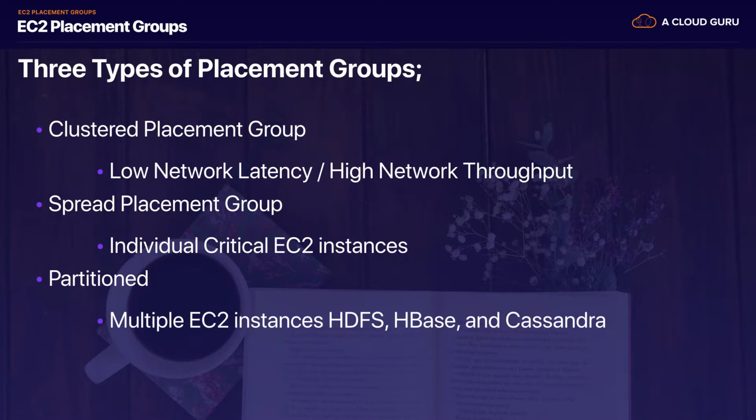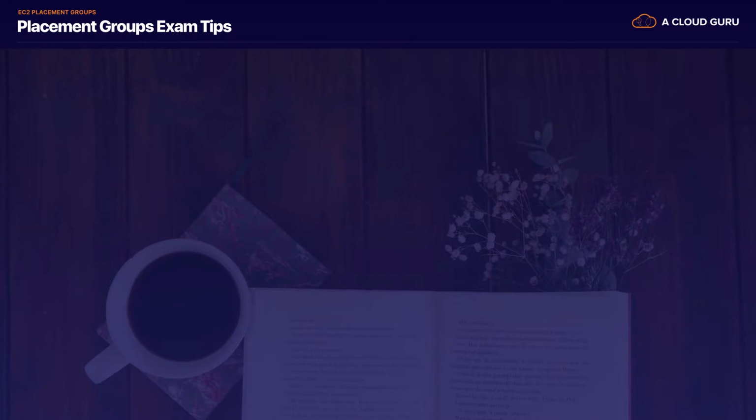And partitioned placement groups are effectively for multiple EC2 instances. So this will be for things like HDFS, HBase, and Cassandra clusters. And this is where you have multiple EC2 instances in a partition, and each partition is always going to be on separate hardware or separate racks from the other partitions. So those are 3 different types of placement groups.